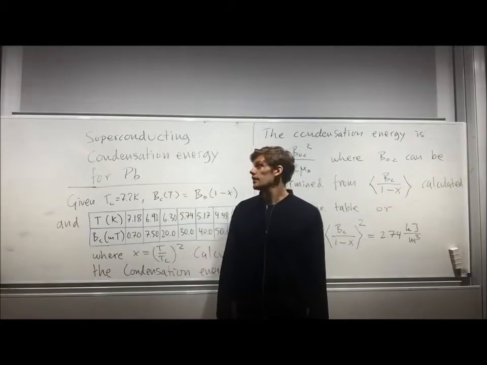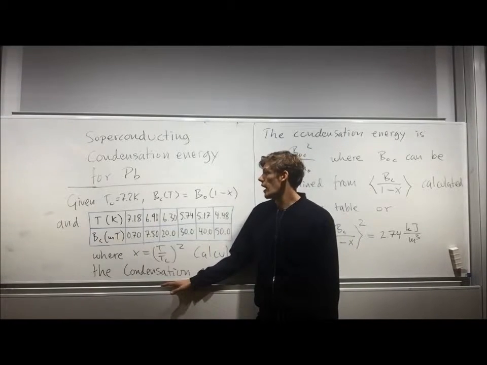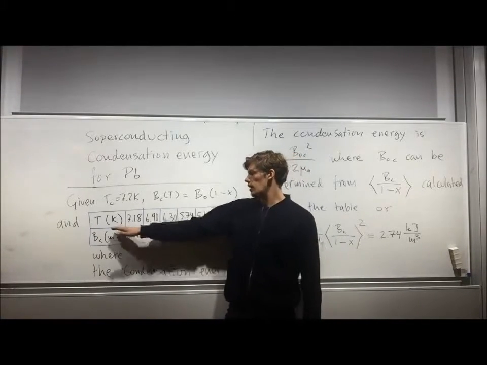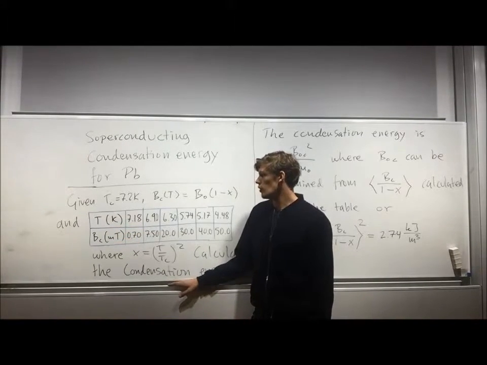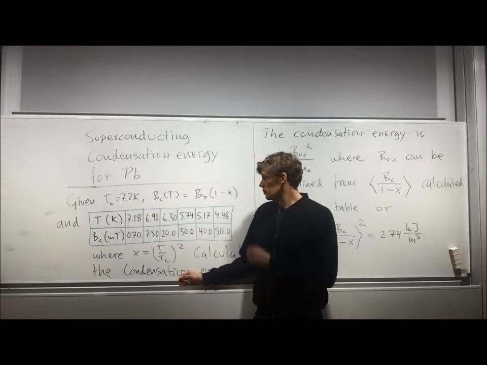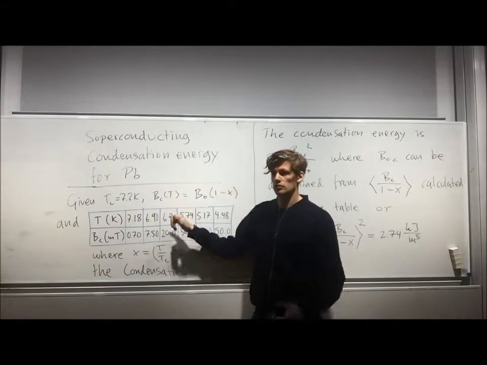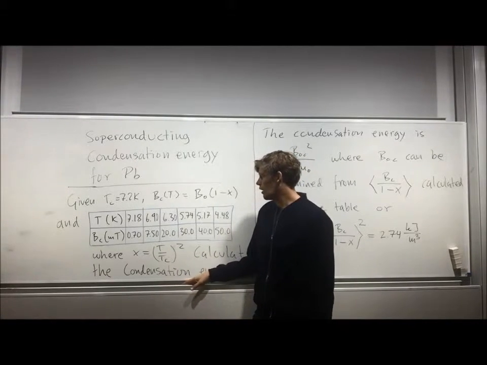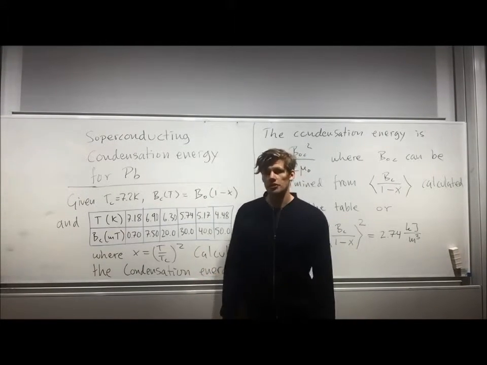Hi there again. In this question, we're going to calculate what the condensation energy is for lead. We are given a table of measurements where at each temperature we have a certain critical field, and we know that the critical field depends on the temperature. For higher temperatures the critical field is lower, so it means that the total amount of energy is constant. Basically we're going to use this in order to calculate the condensation energy.